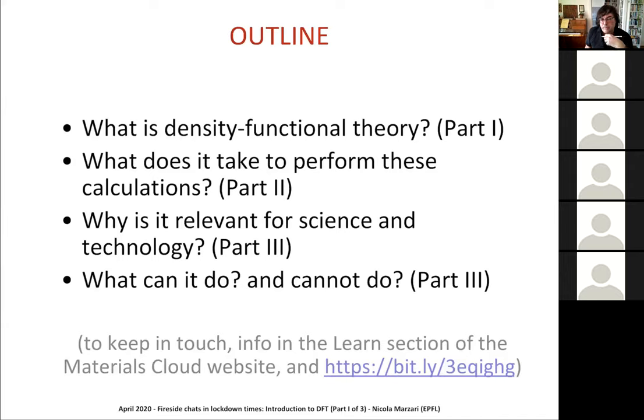And then the third webinar on Friday will really be dedicated to the scientists that are interested in understanding what can be done with density functional theory, what are the properties that are accessible to density functional theory, how expensive they are to calculate, what are the properties that are not accessible to density functional theory, and we'll see a number of applications and a number of these challenges.